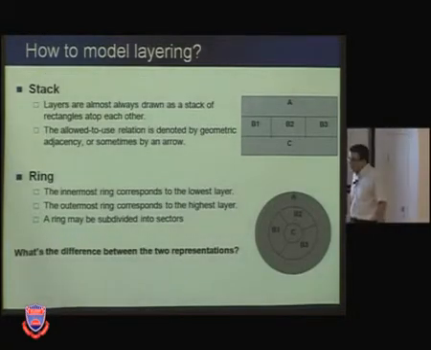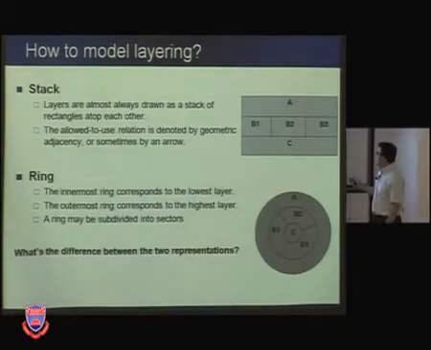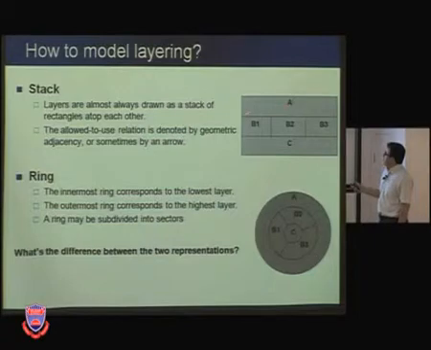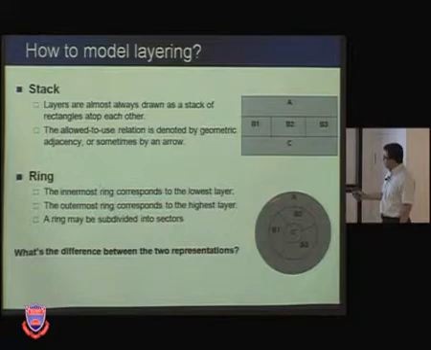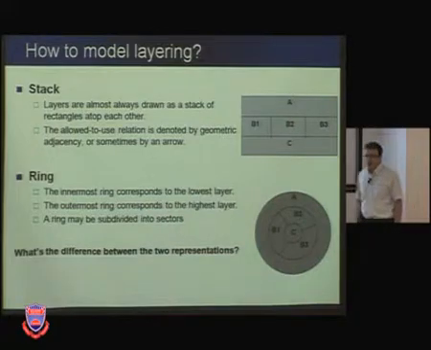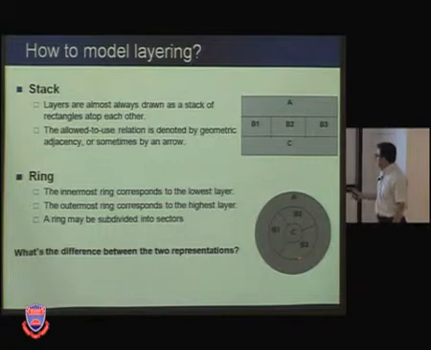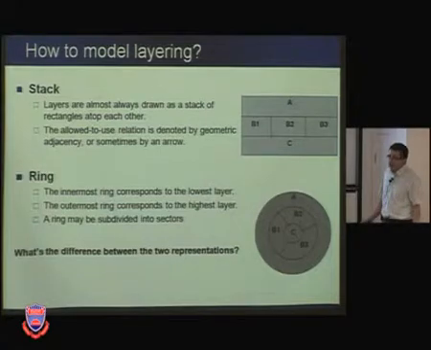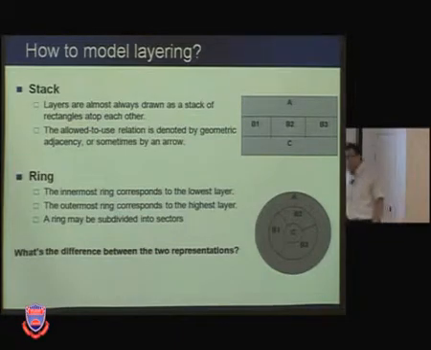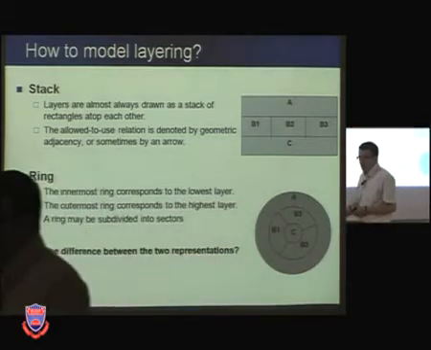We can have a stack, or we can have a ring like this. Here we have 3 layers, A, B and C, and B consists of sub-layers. In this way we can also use a ring, A, B, C, and B has again 3 sub-layers. We call these sectors. Still, there's a difference between this and that. What's the difference?